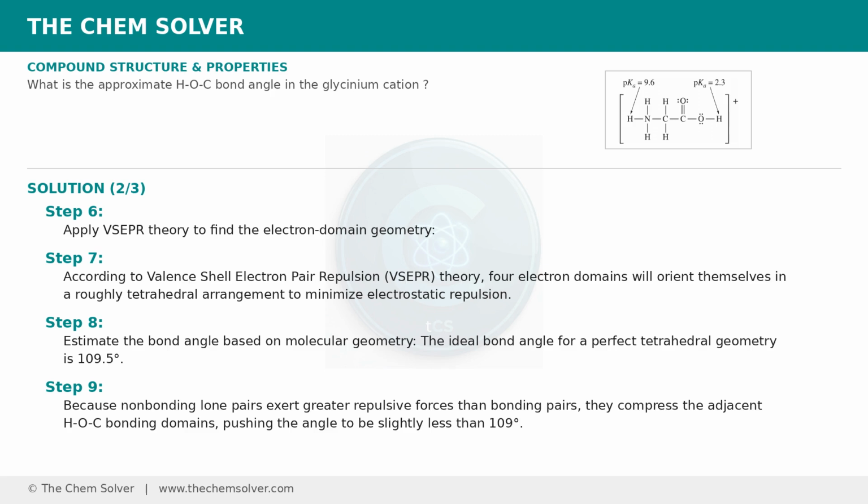The ideal bond angle for a perfect tetrahedral geometry is 109.5 degrees. Because non-bonding lone pairs exert greater repulsive forces than bonding pairs, they compress the adjacent H-O-C bonding domains, pushing the angle to be slightly less than 109 degrees.